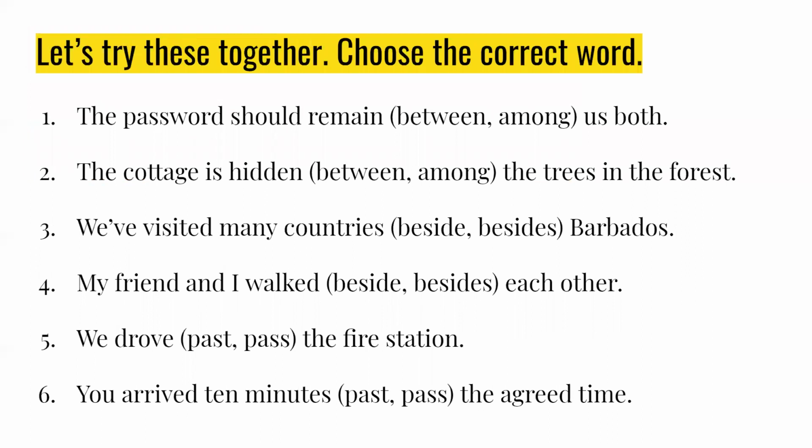So let's try these together. We're going to choose the correct word. The password should remain between or among us both. What clues do we have in this sentence? The word both. Both suggests two people. Therefore, the correct choice is between. The cottage is hidden between or among the trees in the forest. Well, we know immediately a forest consists of many trees, several trees. Therefore, the answer is among.